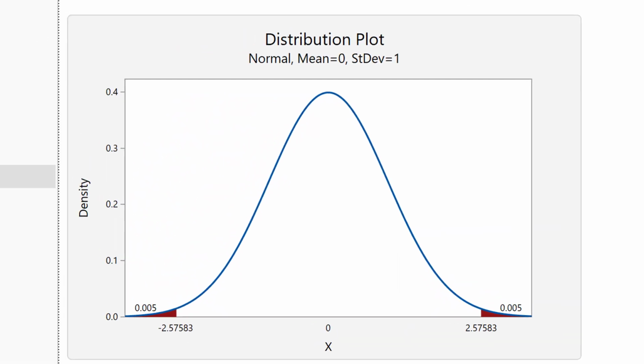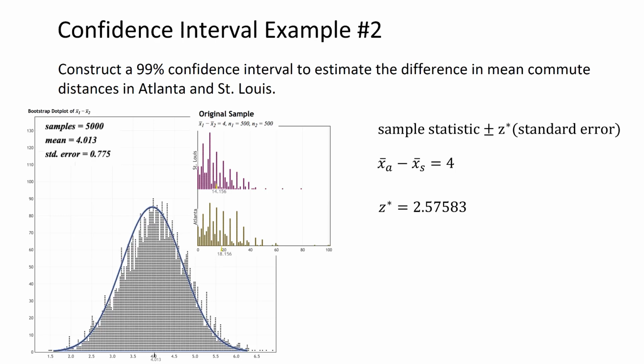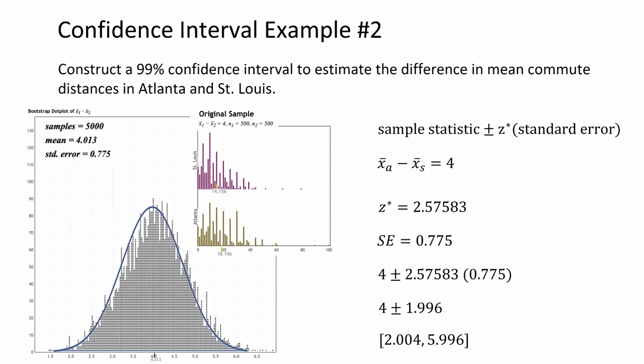Our z multiplier is 2.57583. The standard error we can get from the sampling distribution that was made in StatKey. That value is 0.775. We plug these values into the formula, and we get a 99% confidence interval of 2.004 to 5.996. I am 99% confident that in the population, the difference in the mean commute distances in Atlanta and St. Louis is between 2.004 miles and 5.996 miles.